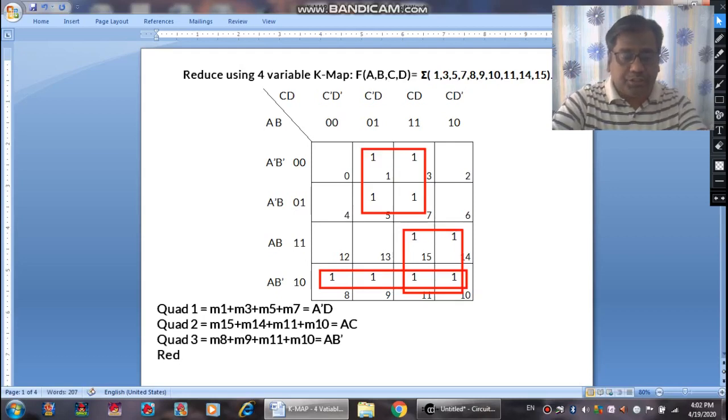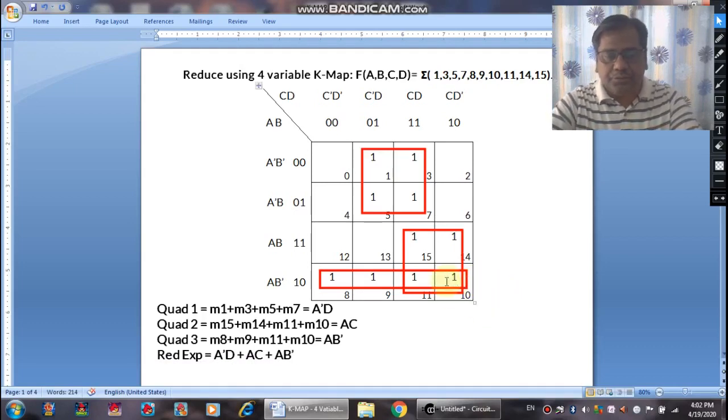Therefore, the reduced expression for this K-map will be A bar D plus AC plus A B bar. That is your answer to this K-map.